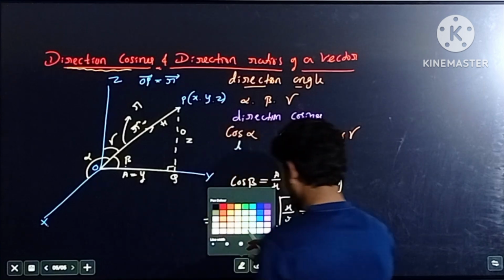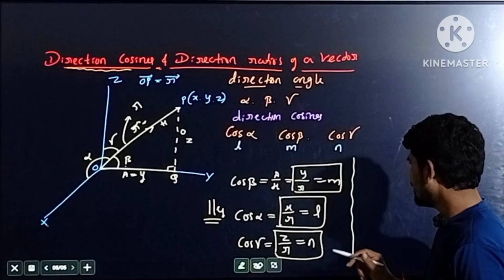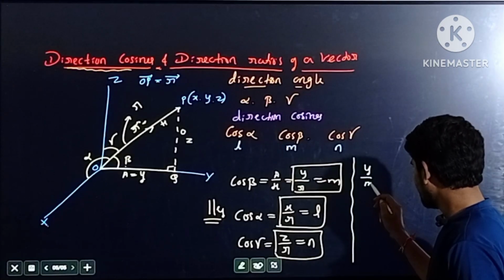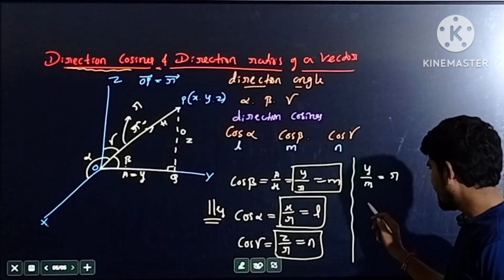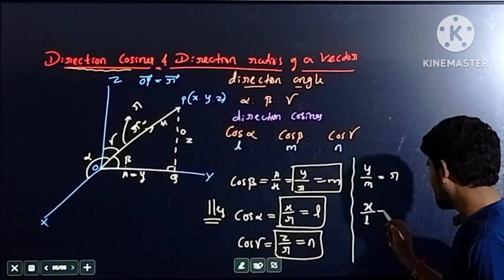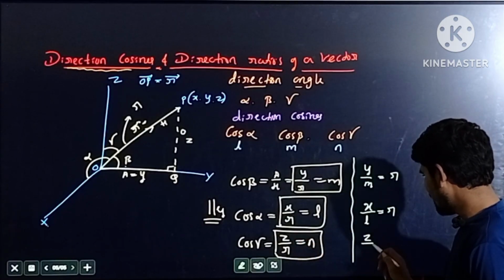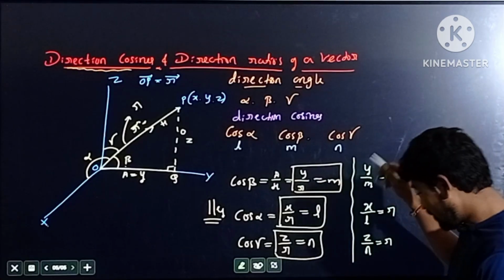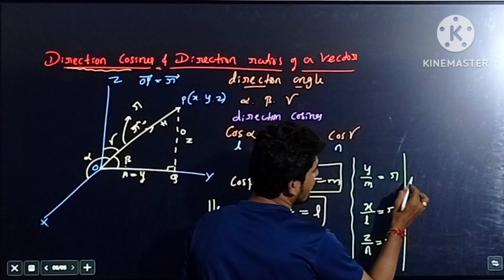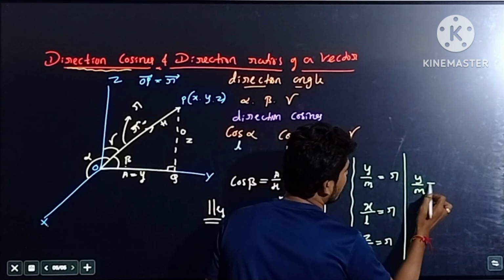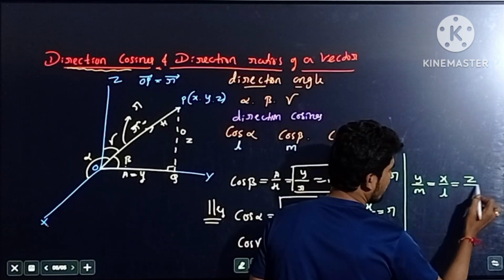Now observe this carefully. From this y by r equal to m, we can write it as y divided by m is equal to r. And by the relation x by r is equal to L, we can write it as x divided by L is equal to r. And from the relation z by r is equal to n, we may write it as z divided by n is equal to r. Now from these three relations, we conclude that y divided by m equal to x divided by L equal to z divided by n.